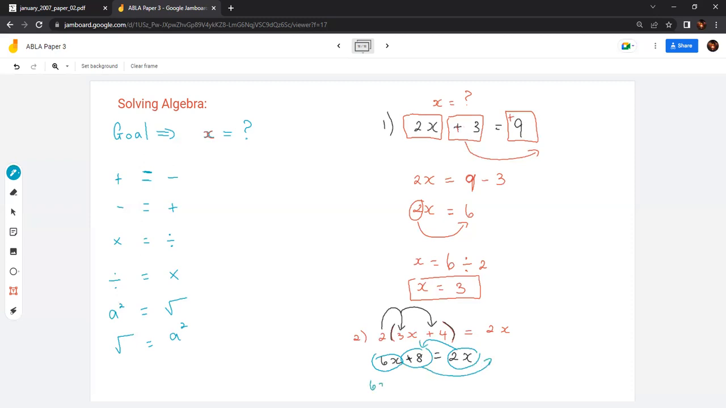So I'll end up with 6x. I'm going to bring across the 2x. Now it was adding. So when it comes across, it's going to become minus 2x is equal to, I'm going to carry across this 8. It was adding. So when it goes across, it becomes minus 8. So putting all the x's together on one side and all the whole numbers together on the next. Then we simplify further. 6x minus 2x, that's 4x, is equal to negative 8.